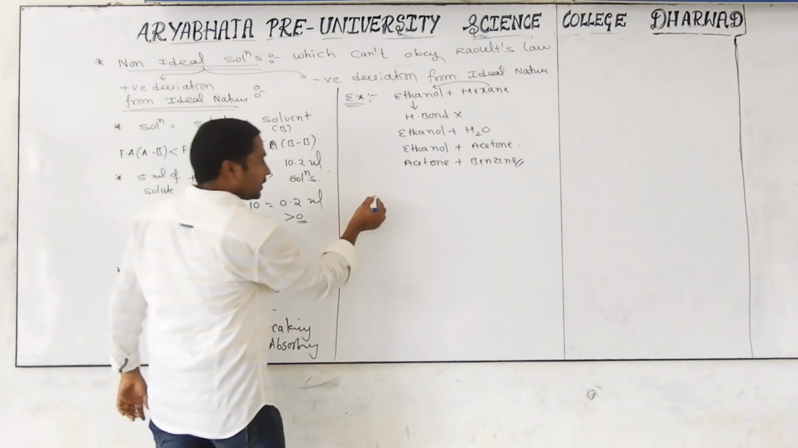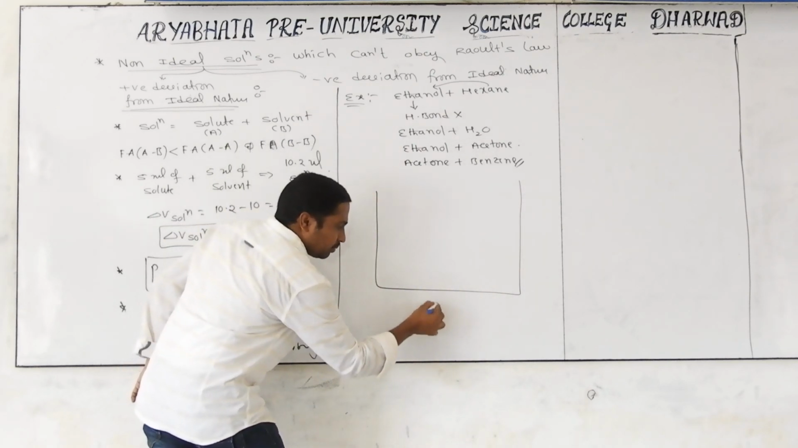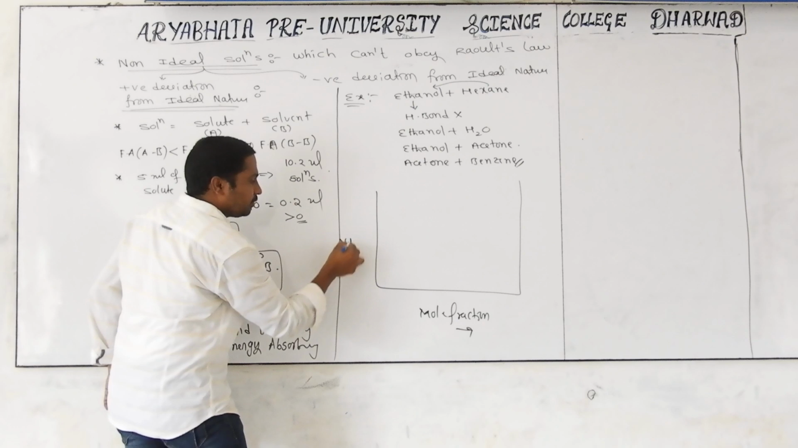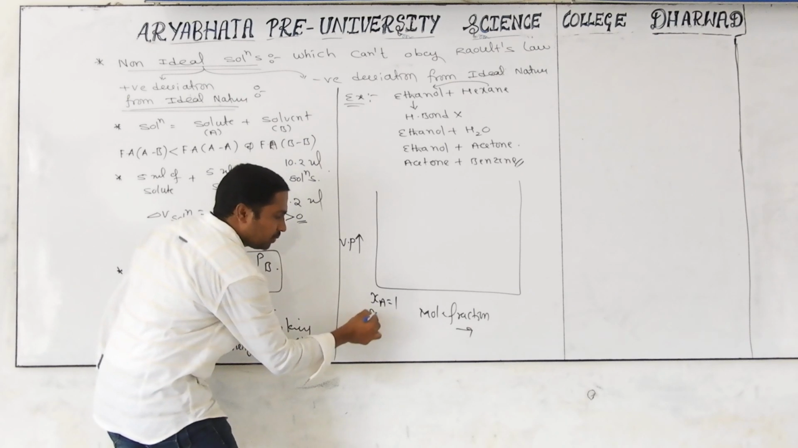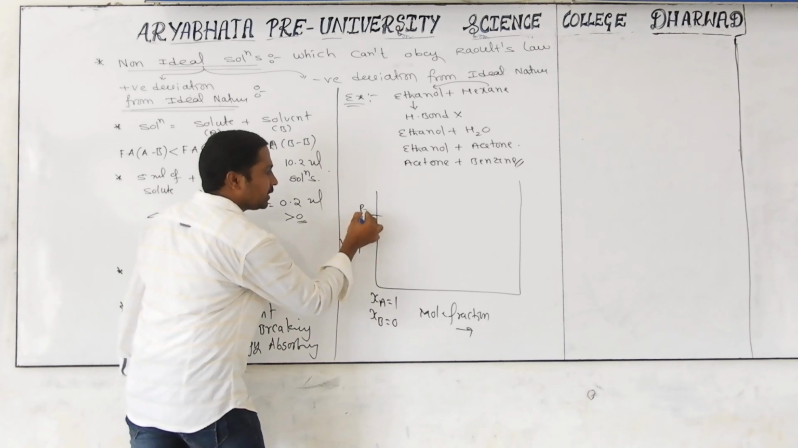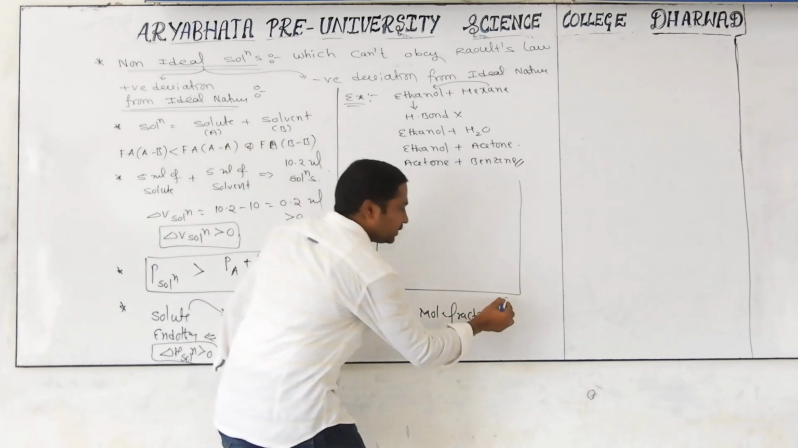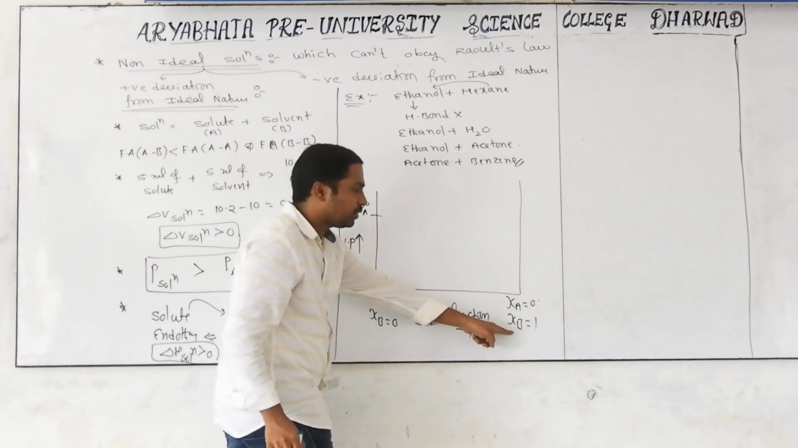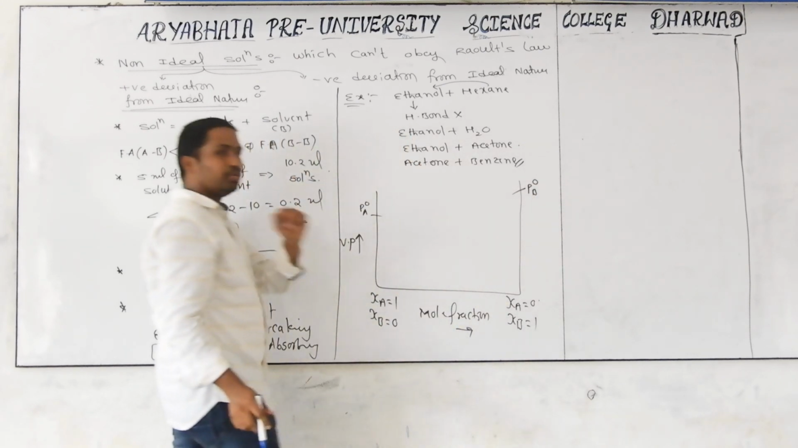For this, I am drawing the graphical explanation, so see carefully. Mole fraction you are taking on the x-axis, vapor pressure on the y-axis. Initially we have chi A equals 1, automatically chi B equals 0. Purely A component is there, so its vapor pressure is PA naught. Coming to the right side means you are decreasing A and increasing B. Then chi A equals 0 and chi B equals 1. Only the B component is there, and the corresponding vapor pressure is PB naught, the pure vapor pressure.